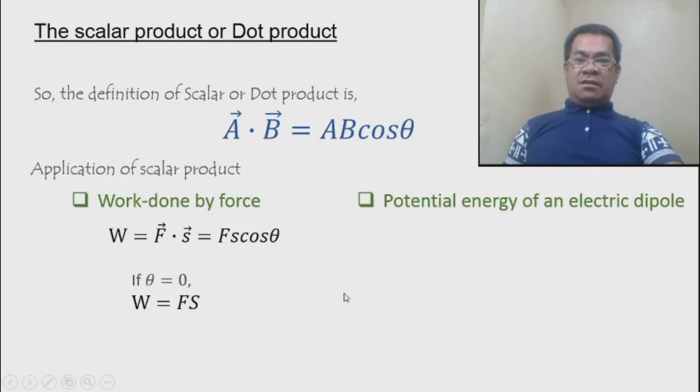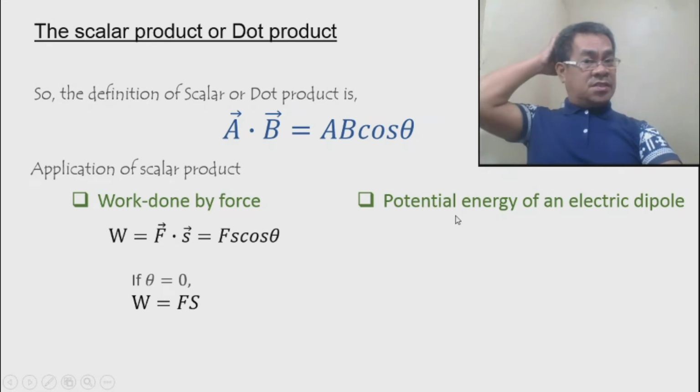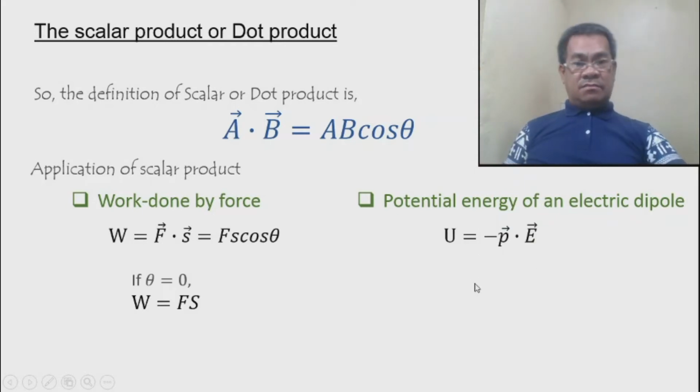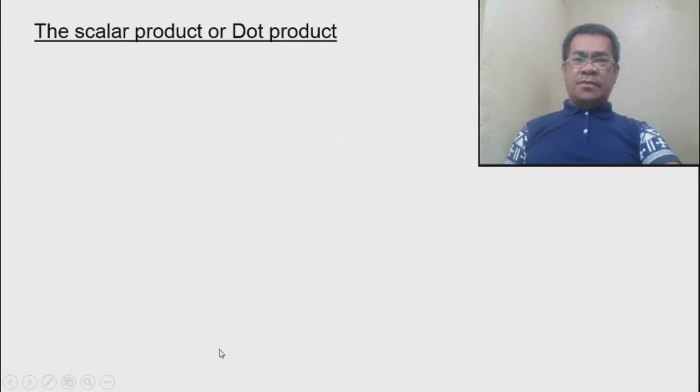Okay, we have also another application of this. The dot product is the electric potential energy of the electric dipole, because in electricity, the energy of a dipole is negative p dot E. Here p is the dipole moment, which is a vector, and E is the electric field. So these are only a few of the examples or applications of the dot product. That's why we need to study the scalar product.